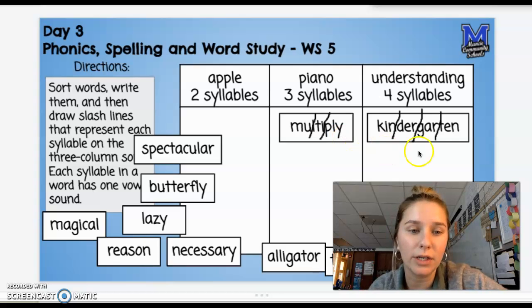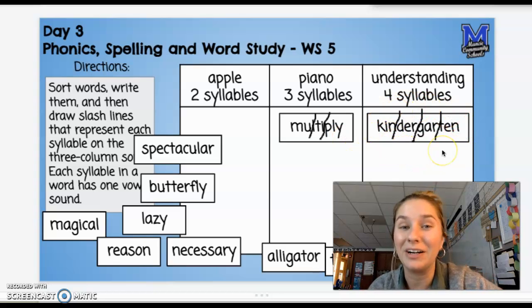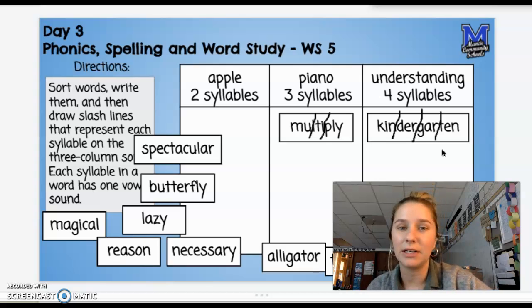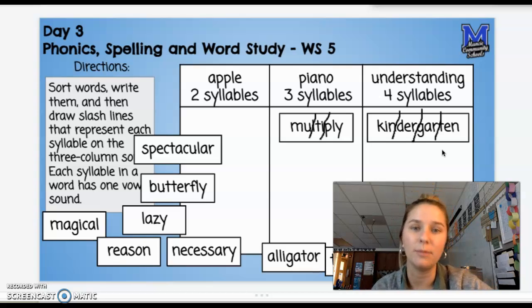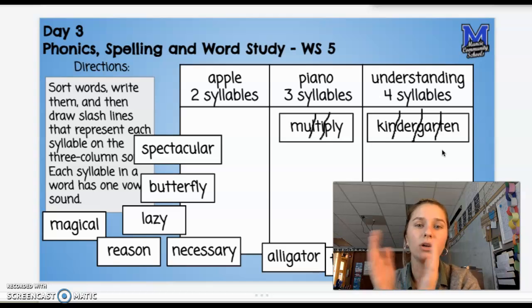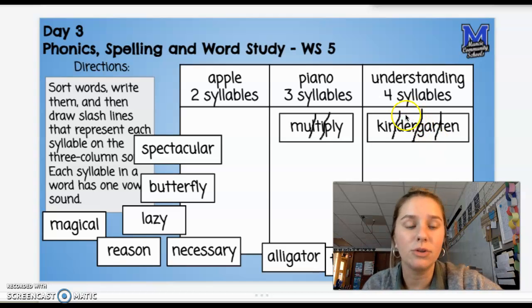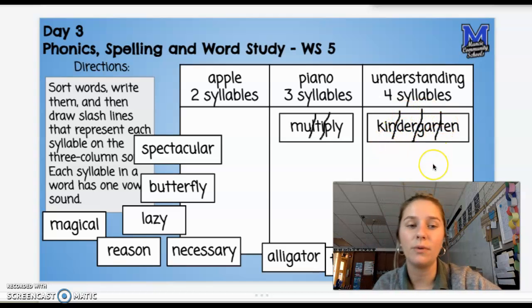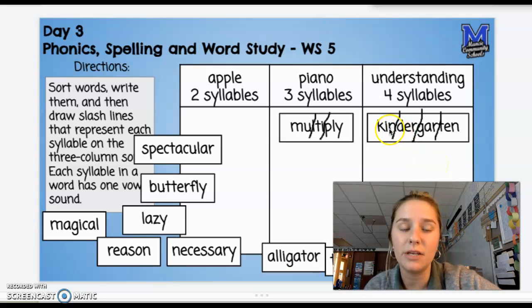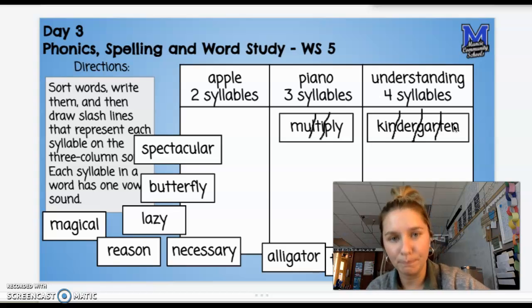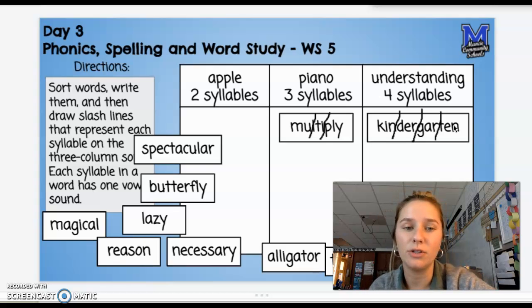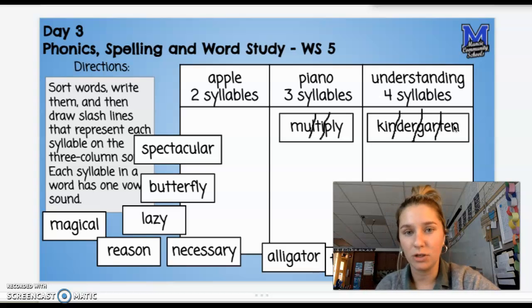Now let's look at the word kindergarten. I'm going to read the word kindergarten and then I'm going to clap the word to see if it has 4 syllables. Check my work. Kindergarten. So I drew 3 slash lines to show that it has 4 syllables, and these are the parts that it is broken into. So first you'll read the word. You'll sort the word onto the chart, and then you're going to add those slash lines, and that's something that you're going to have to do on a separate sheet of paper.